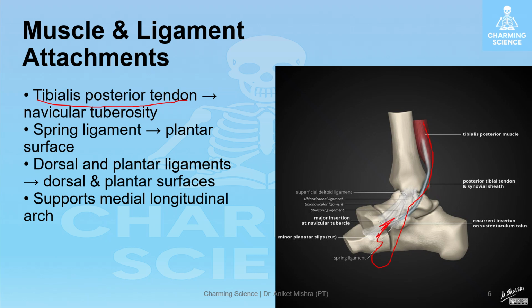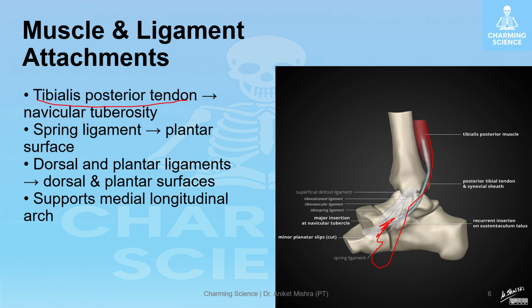This tendon inserts on the navicular tuberosity located on the medial surface of the bone and plays a key role in supporting and elevating the medial longitudinal arch of the foot. When the tibialis posterior contracts, it helps in inversion of the foot and provides dynamic support to the arches, preventing flat foot deformity.